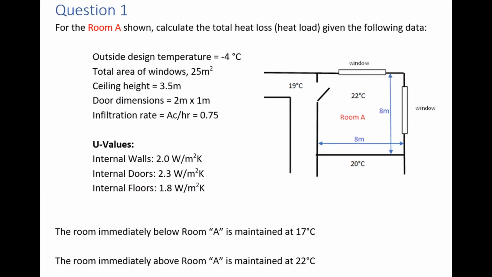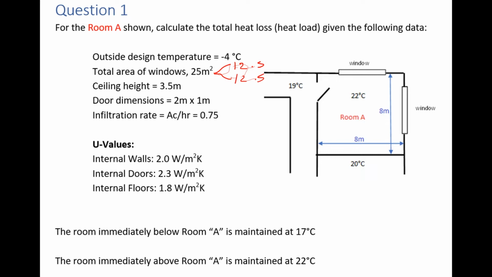So for question 1, we're going to calculate the heat loss or the heat load given the following data. Firstly, we've got the outside air temperature of -4 degrees Celsius. Total area of the window has been 25 meters squared. Now, because there's 2 windows, basically what we're going to have to say is that one window will be half of that and one window will be half of that. So that's going to be sizes of 12.5 and 12.5.